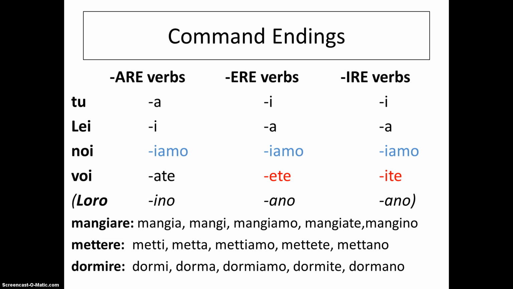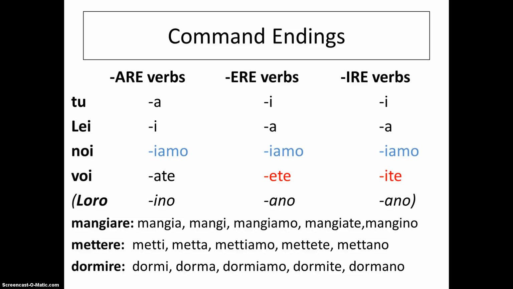Also notice that all three verb types take the same noi ending, iamo. The loro endings, for addressing a group of people formally, are in parentheses as they are not commonly used. In modern Italian, the plural voi form is used both formally and informally, replacing the loro in most cases. Let's practice adding these endings to a few regular verbs. Mangiare, to eat. Mettere, to put, and dormire, to sleep.